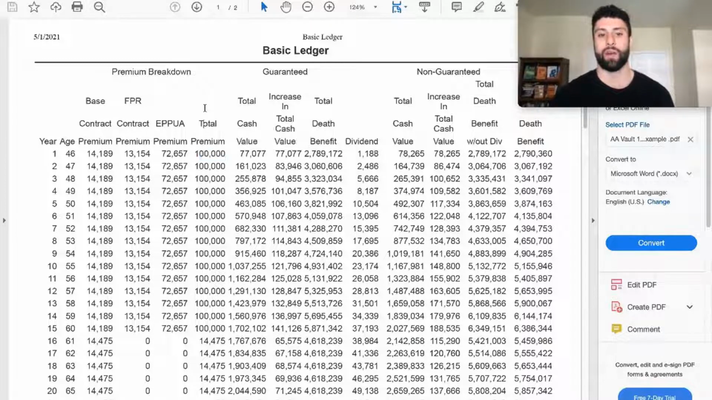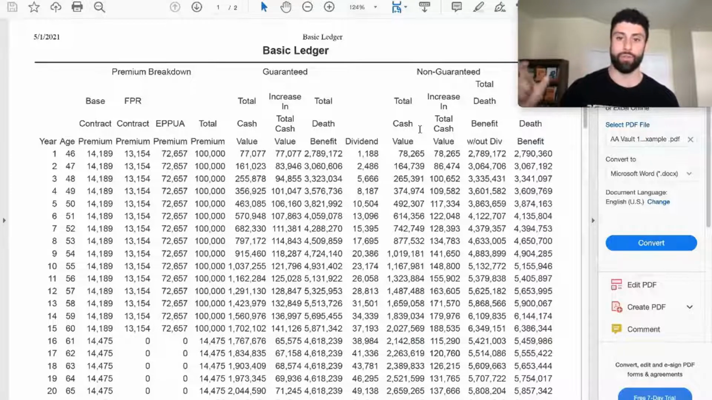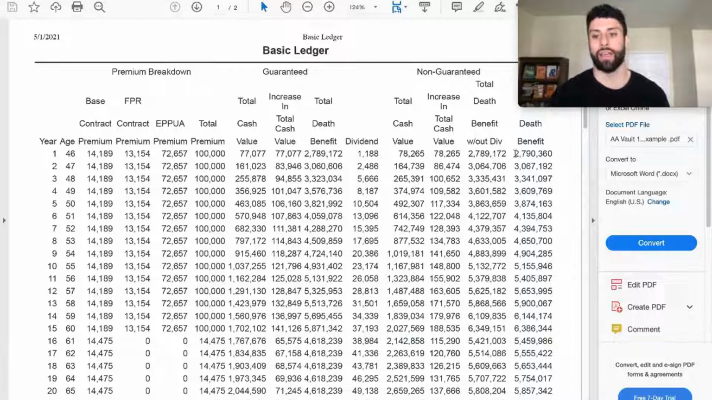So you can see with this policy specifically, we have $100,000 going into the policy. Within the first year, we have $78,265 that is available for loan amount if you choose to, for whatever that purpose is. You'll see that the total death benefit you have as well is $2,790,360.